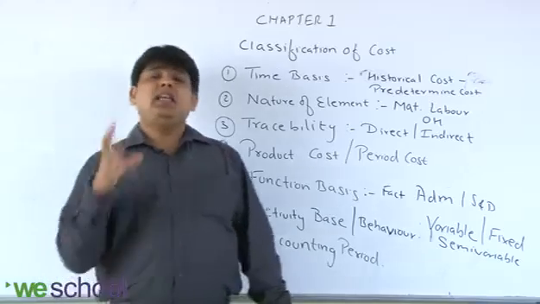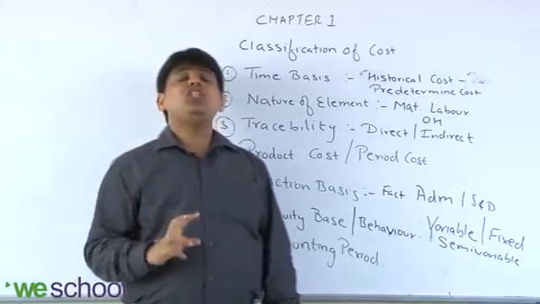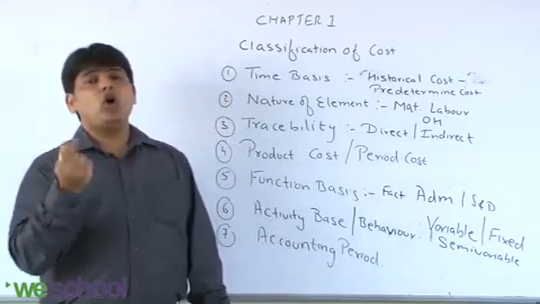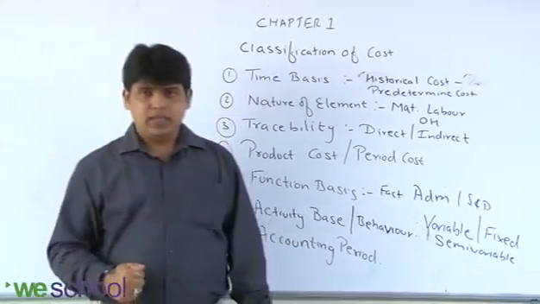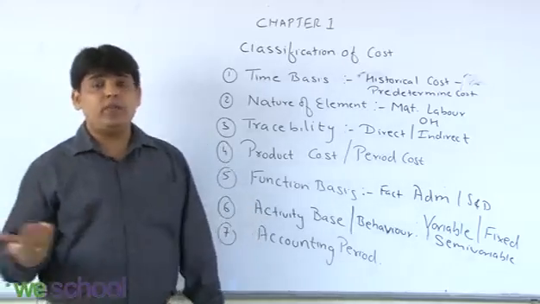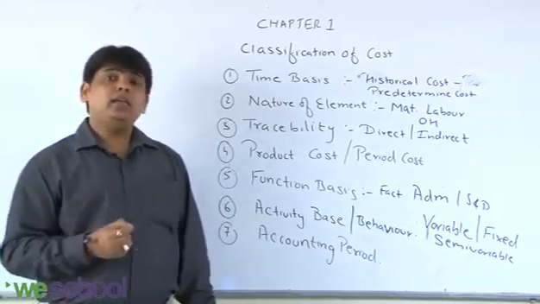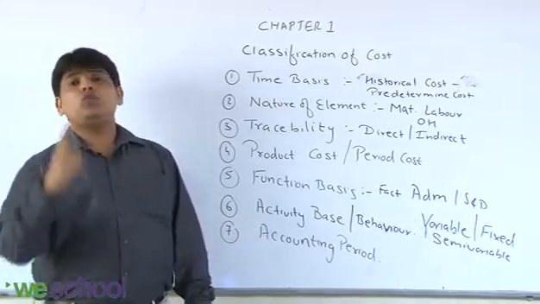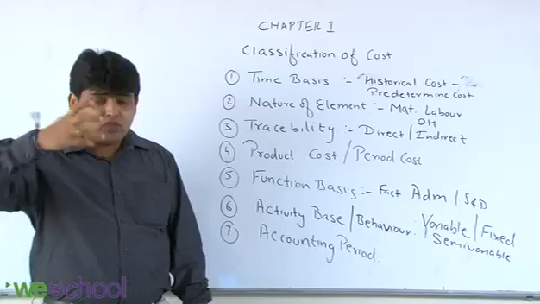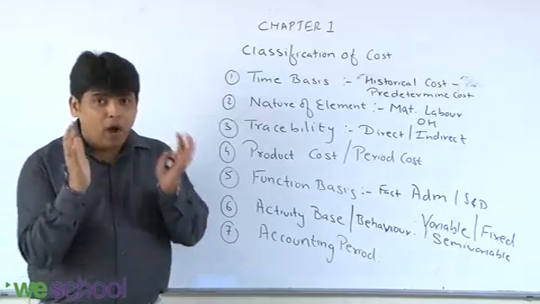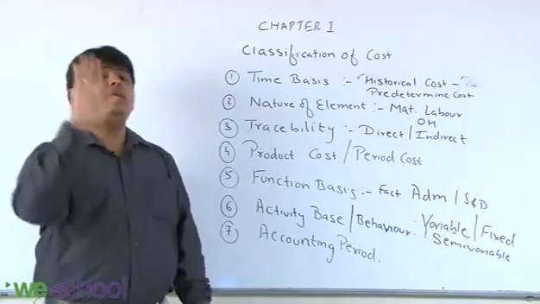For example, 10,000 is the rent and 1,000 units are produced by me. So what will be the cost per unit of rent? 10,000 divided by 1,000, that is 100 rupees. If I produce 10,000 units, then 10,000 divided by 10,000 is 1 rupee. So the per unit cost is fluctuating, but the total amount, 10,000, remains the same.